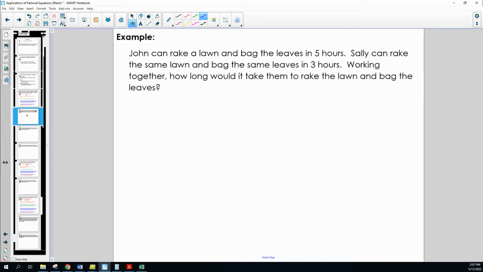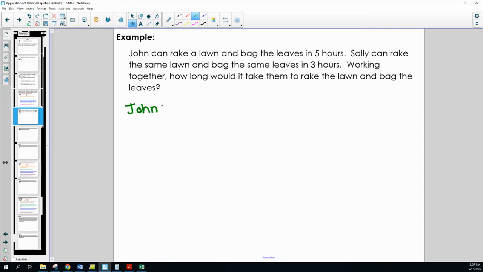So here's an example. John can rake a lawn and bag the leaves in 5 hours. Sally can rake the same lawn and bag the same leaves in 3 hours. Working together, how long would it take them to rake the lawn and bag the leaves? So what we're going to do is write each person as their own fraction.